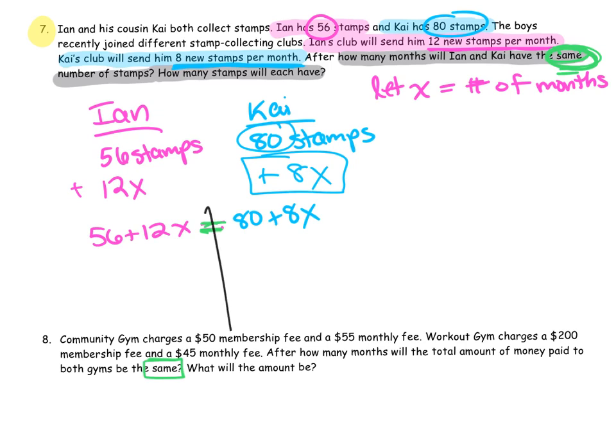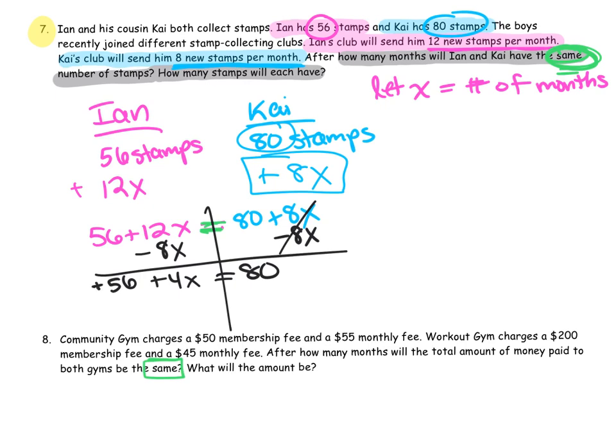Let's solve for x. Draw my line down the middle. I'm going to get x alone. So let's do that first. I'm going to use the subtraction property of equality and subtract 8x on both sides. I'll have 56 plus 4x equals 80. Again, there's a positive sign in front of this 56, guys. To undo addition, we use subtraction. So I'm using the subtraction property of equality, and I have 4x equals 24.